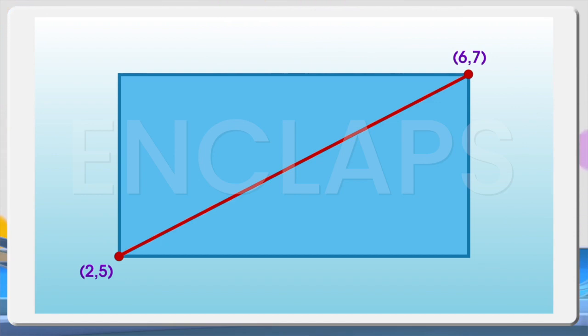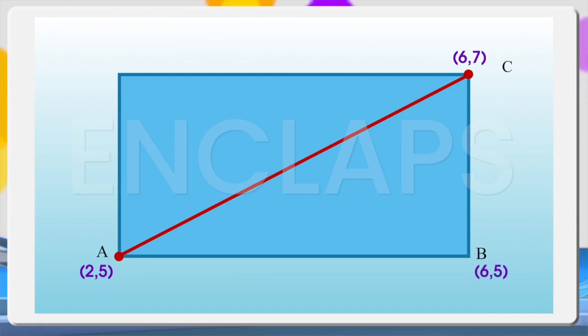How much is it? If we check the x coordinate of the upper right corner of the rectangle, we get the x coordinate of the lower right corner as 6. Similarly, if we check the y coordinate of the lower left corner, we get the y coordinate of the lower right corner as 5. Then the coordinates of the lower right corner are 6, 5.